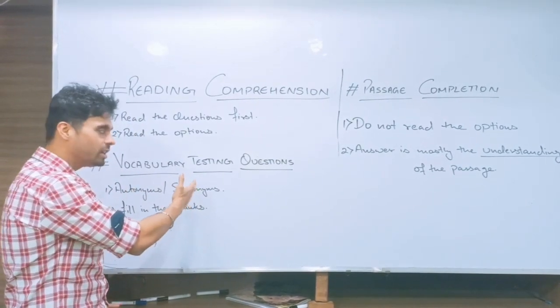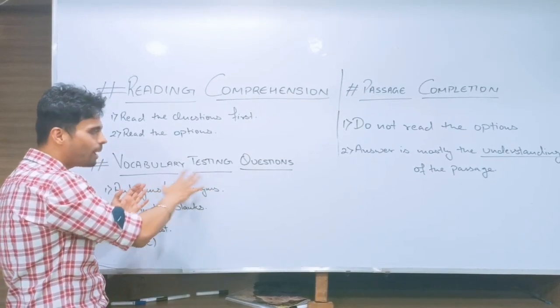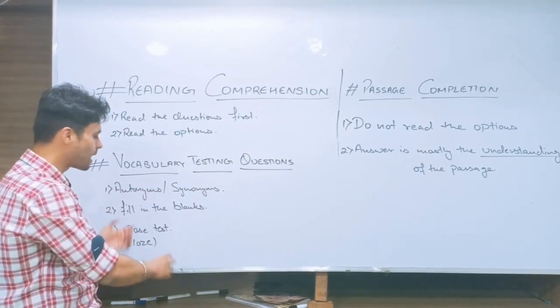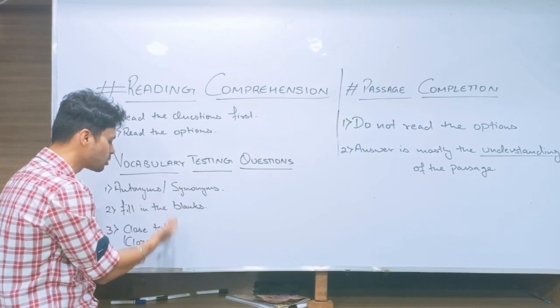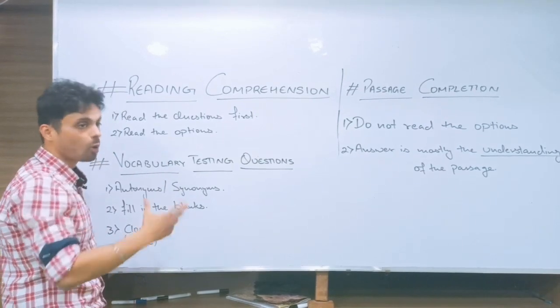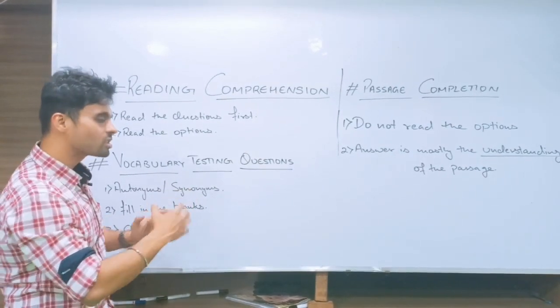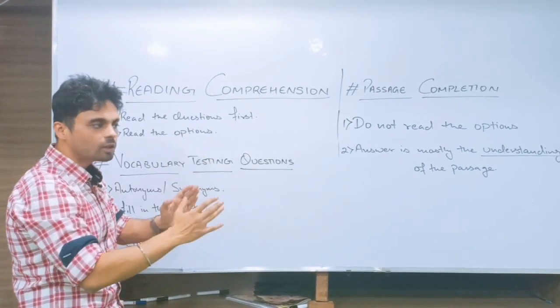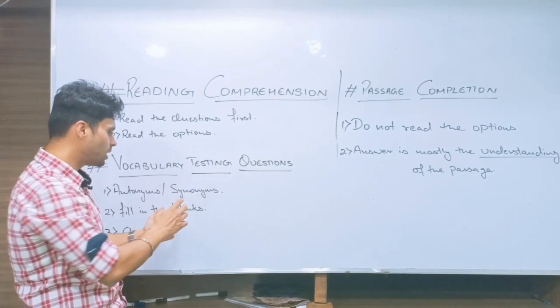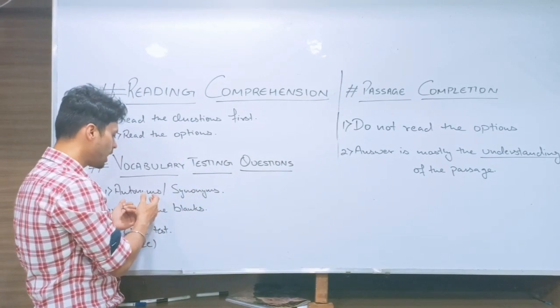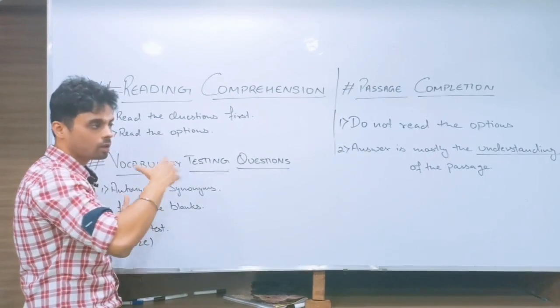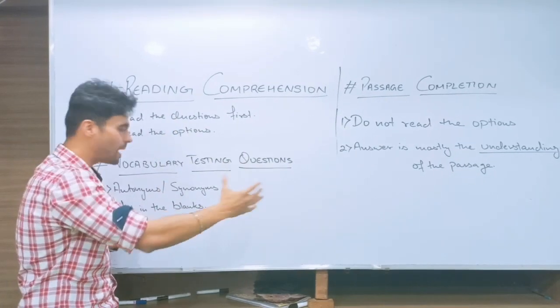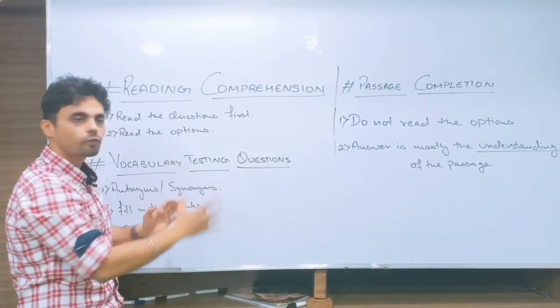Second thing we discussed was vocabulary. Vocabulary testing questions include, for example, antonym, synonym, fill in the blanks, or cloze test. Now these questions can be asked separately or maybe as part of RC. When you read the questions, you will get to know whether you have to replace the word or find the opposite of a certain word depending upon the meaning used in the passage. So based on that, you have to find the answer.